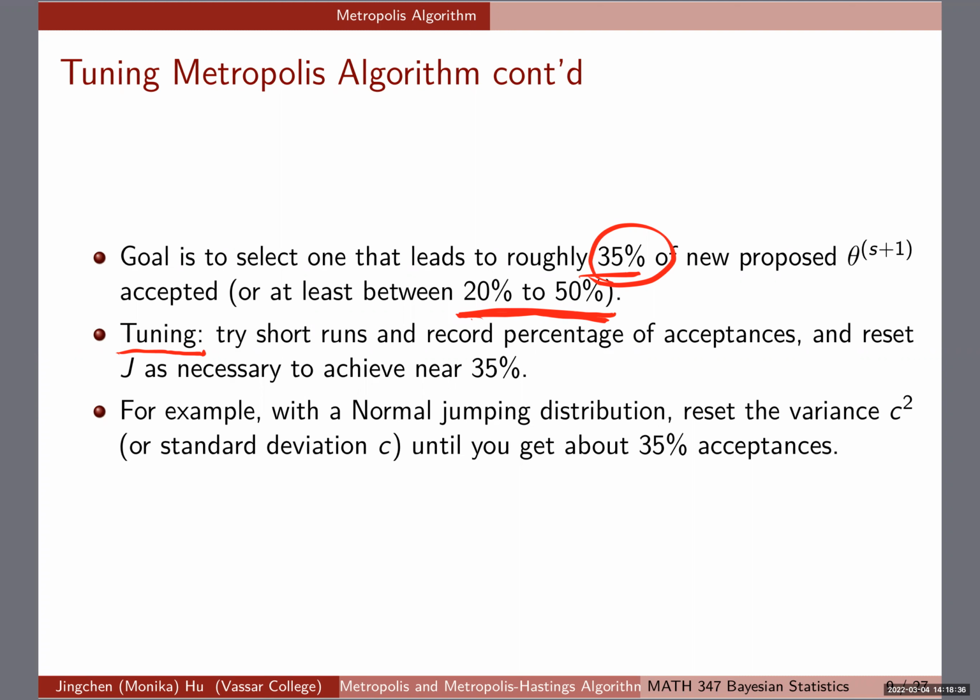Okay? So for example, if you're using the normal jumping distribution that we talked about, you will reset the variance c squared, where c is the standard deviation. So you can run some short chains and make sure that, maybe for 100 iterations, you get about 35% acceptance with a particular c squared. And then if you feel comfortable by then, you can run the chain for a lot longer and figure out all of your other aspects of the MCMC.